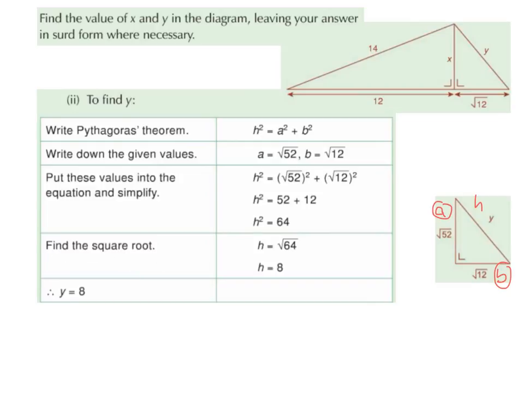So then we have to find the square root. So the squared comes over the equal sign, becomes square root. So h equals the square root of 64, so h is equal to 8. So therefore y is equal to 8. So our y value is equal to 8. And our x value that we found in part 1 was equal to root 52.